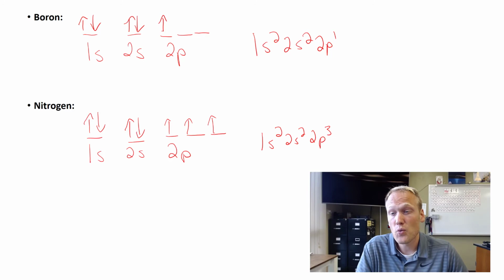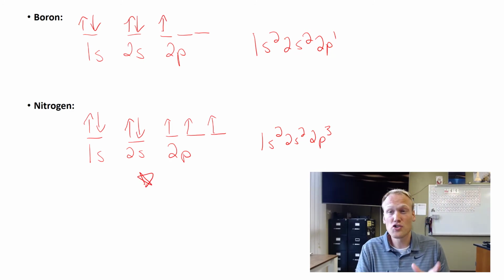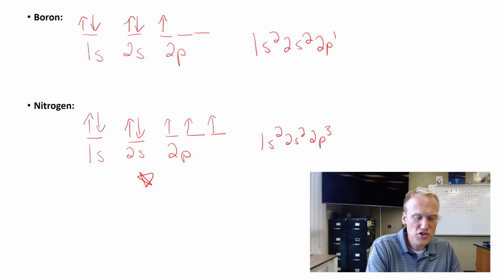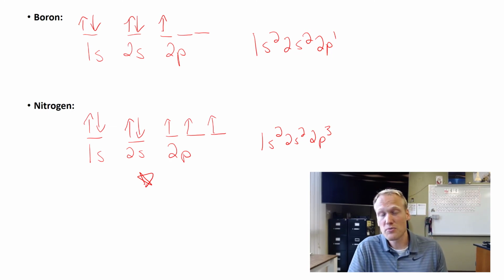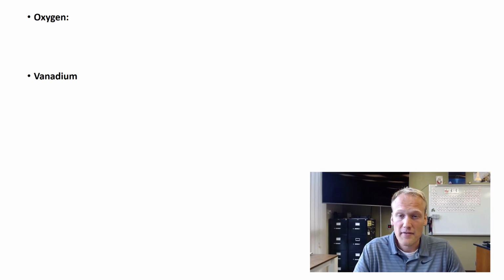And if we write out the shorthand, 1s2, 2s2, 2p3, you'll notice that the orbital model shows you more information. It shows you where those electrons are, what orbital they're in, where in the shorthand, you just know there's 3 electrons in the 2p sublevel. You can't see that they're spread out using Hund's rule. Let's skip over oxygen for the time being and look at vanadium.